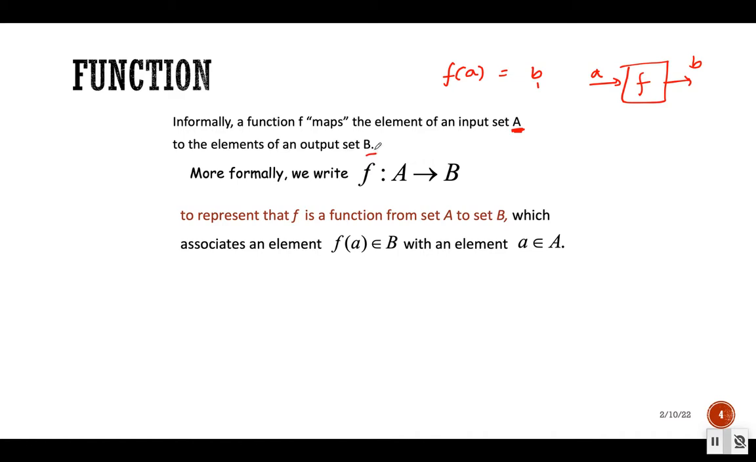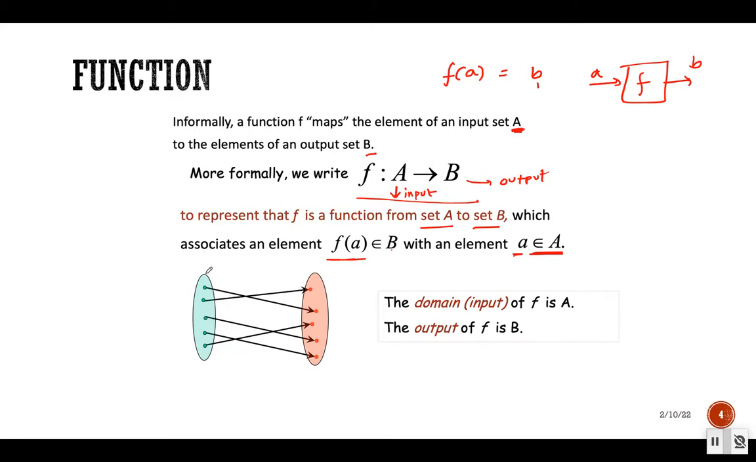More formally we write it like that: f is a function, A is the input set, and B is the output set. It represents that f is a function from set A to set B, that is going to associate an element f(a), where the result f(a) has to belong to our set B, and a belongs to the input set A.